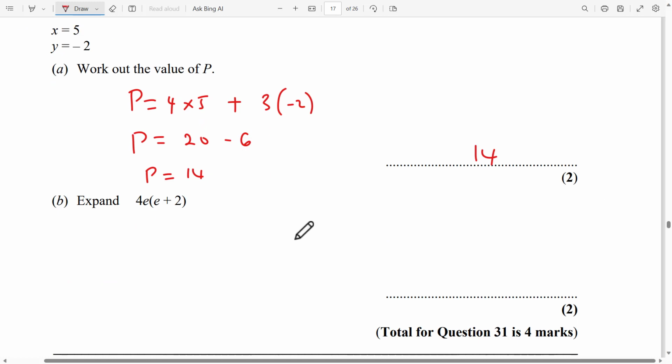And of course, if you expand this, 4e times e is 4e squared, and then 4e times 2 is 8e. So the answer here is 4e squared plus 8e.